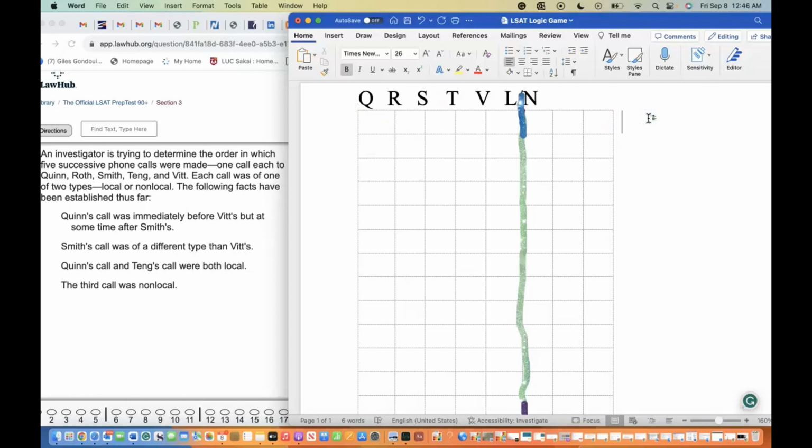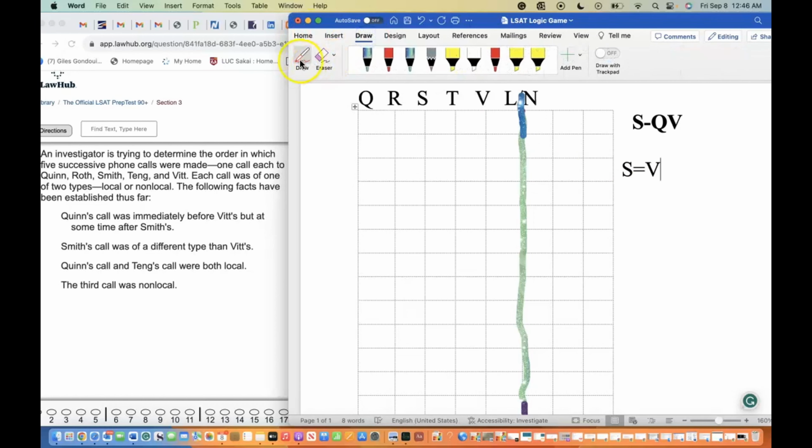Q was immediately before V, but at some time after Smith. Smith's call was a different type than V's call. So if Smith was local, then V is going to be a different type. I'm going to have to draw that one in there if that's okay. So Smith is local, that means that V would be non-local.